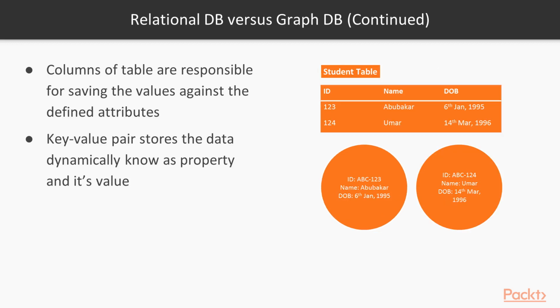Now coming to the columns of relational database and key value pairs of nodes. Since we know that the data is saved row-wise, the columns provide support for identifiers in order to find the data type of the data in the table. We have a student table with three attributes: ID, name, and date of birth. We are bound to store the data of integer type in the ID column. Name should be string and the date of birth could be of date or string, but we must define it before saving the data into the table.